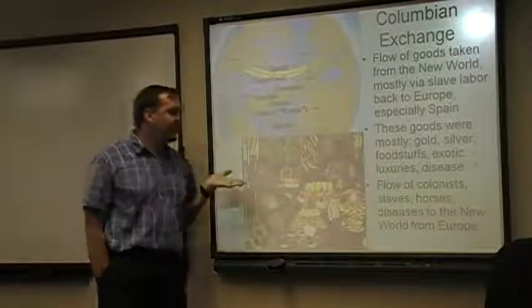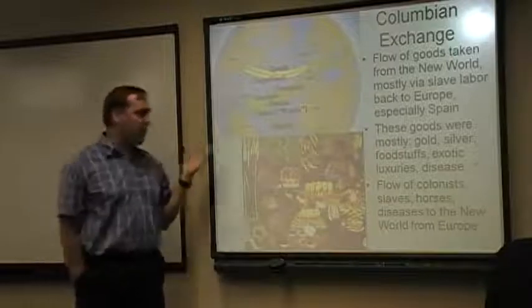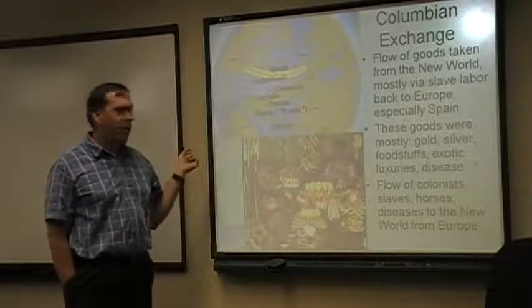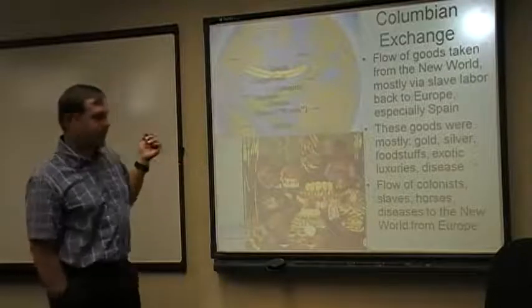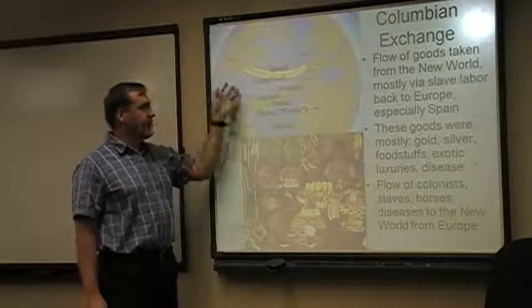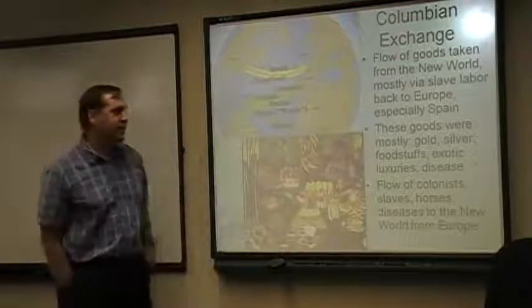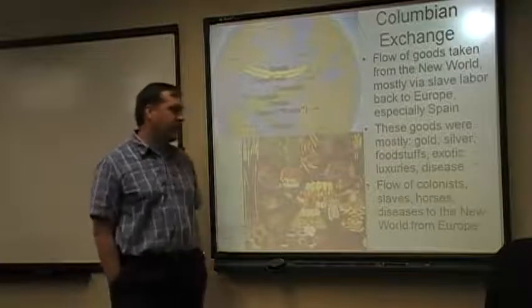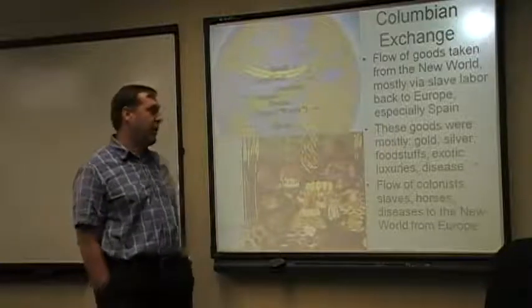You'll also see a number of exotic luxuries, like, for example, birds and different types of feathers. Monkeys are going to make their way across, but also tobacco, right? One of the other problems, of course, is that disease begins to make its way across, especially, we think, syphilis from the New World to the Old World. However, disease is going to be much, much worse going in the other direction, right?